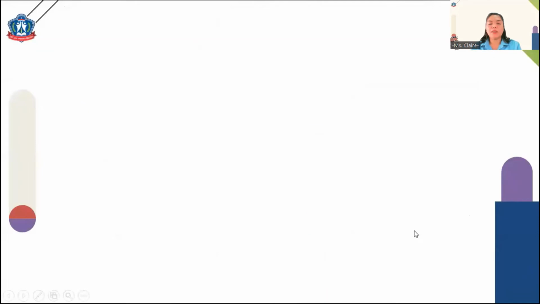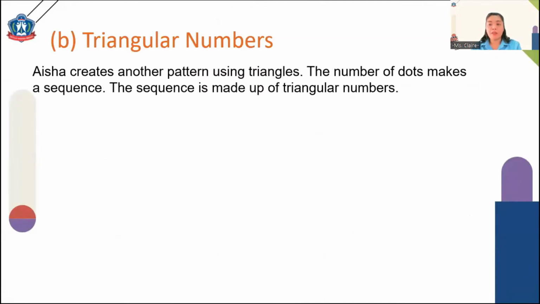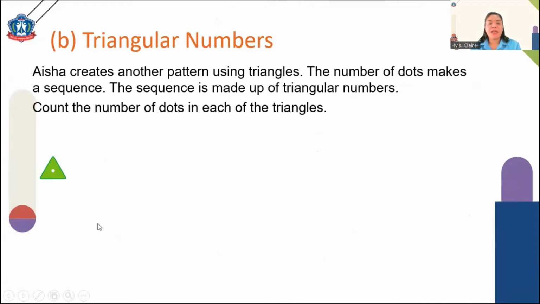Now let's go to triangular numbers. Have you heard of this topic about triangular numbers? Okay, let's see. Aisha creates another pattern using triangles. The number of dots makes a sequence. The sequence is made up of triangular numbers. Take a look here. In the first triangle, 1 dot. On the second is 3. In the third one, it has 6 dots.